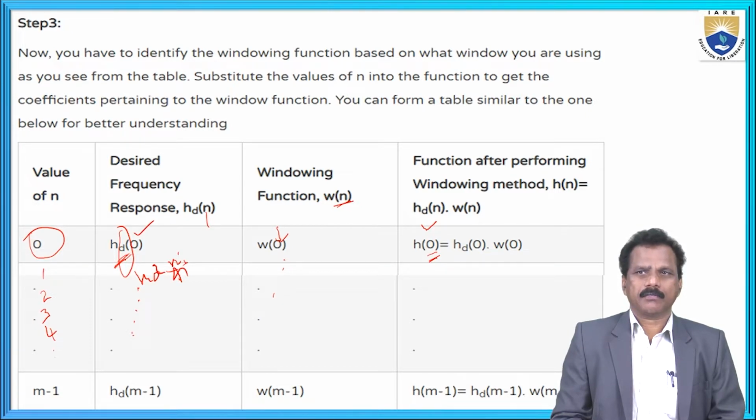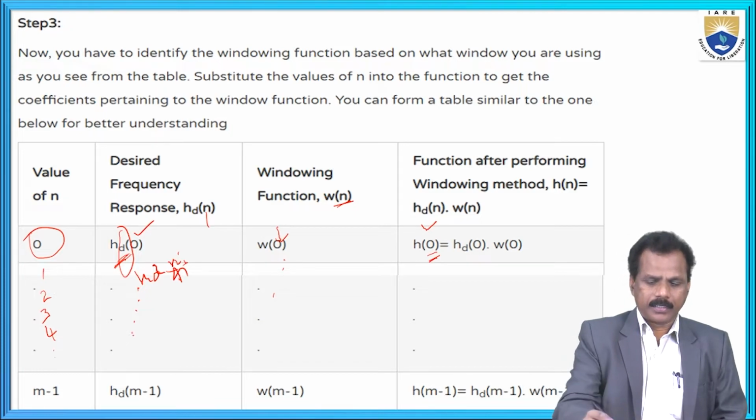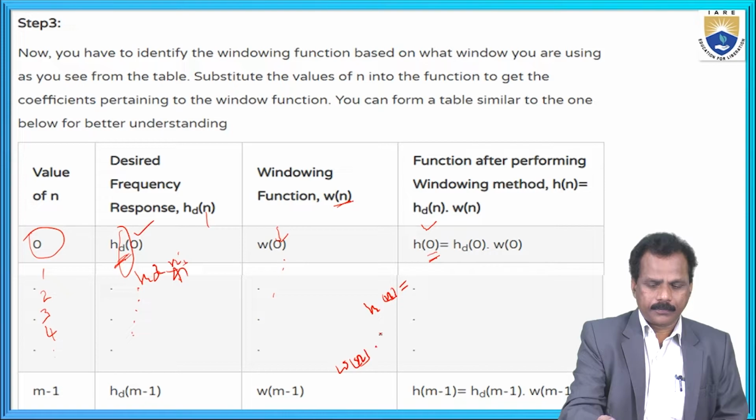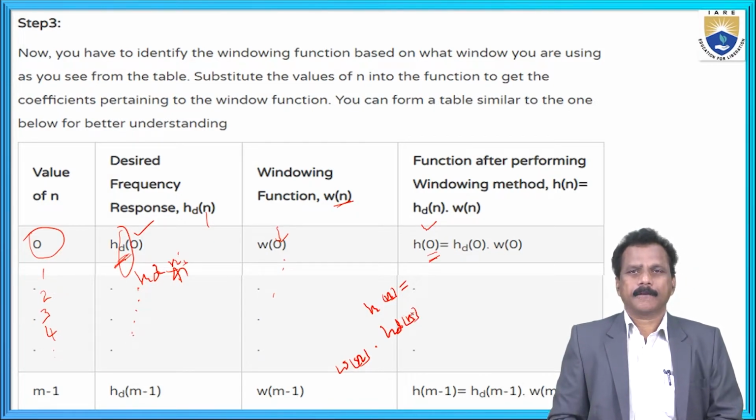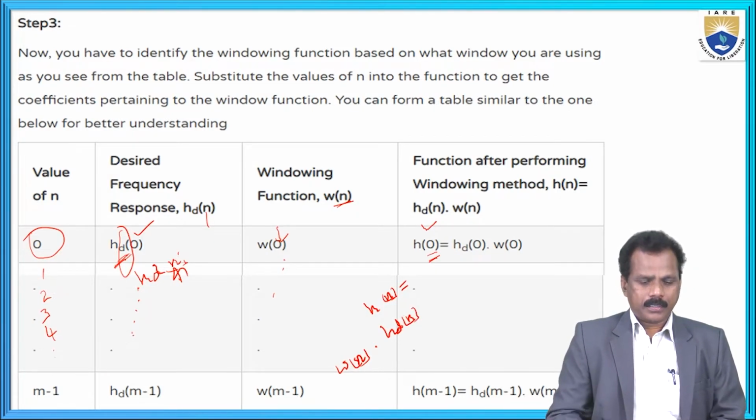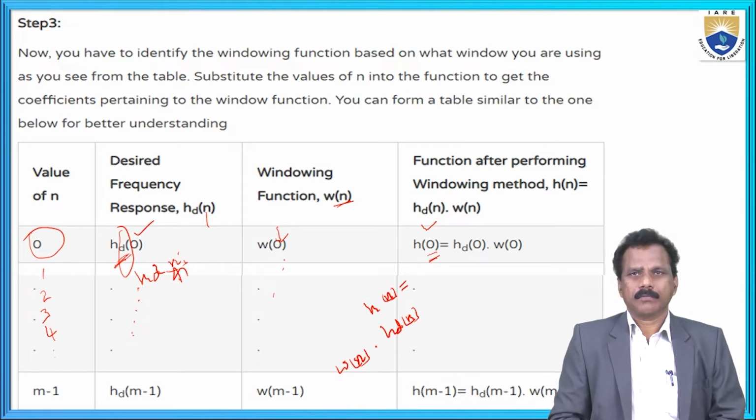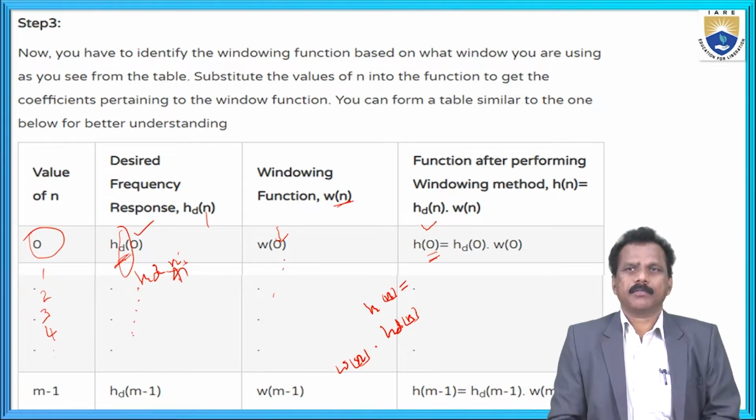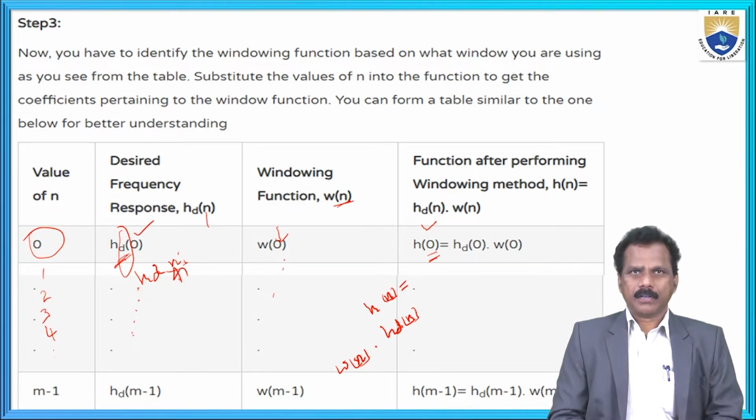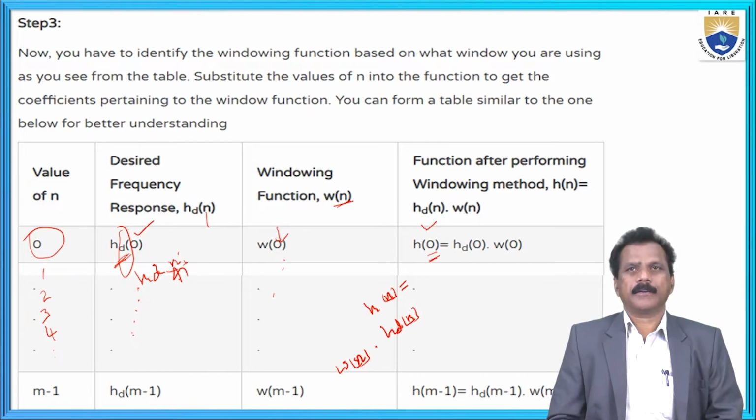It is followed by h of n is equal to omega n into the desired impulse response. So like this, up to M minus 1, the windowing function and the desired frequency function after performing the windowing method you can evaluate under step number 3.